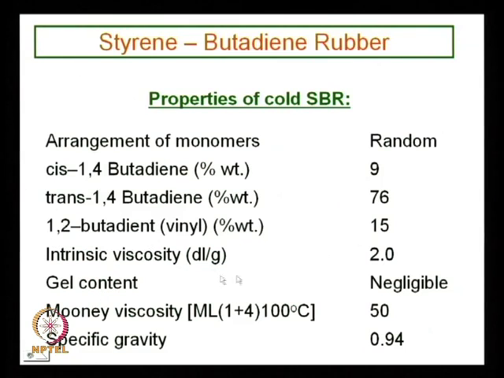Intrinsic viscosity, gel content, Mooney viscosity. You see, what is Mooney viscosity? Mooney viscosity is the viscosity of a rubber compound. You can measure the Mooney viscosity of raw rubbery polymer before compounding. After compounding, prior to vulcanization, you can also measure the viscosity, because this viscosity can tell you at what temperature and at what machine speed, meaning RPM, revolutions per minute, you have to run the machine for getting a rubber compound in a reasonable length of time.